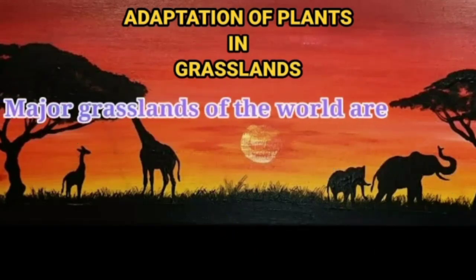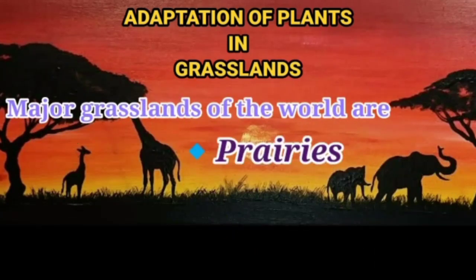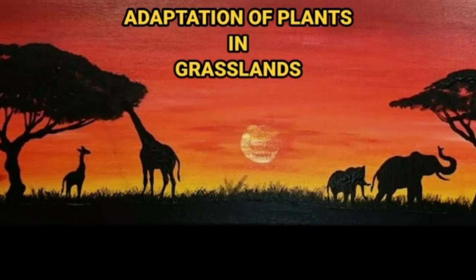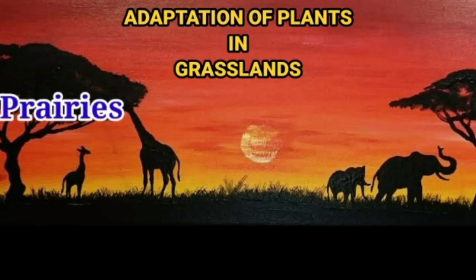The major grasslands of the world are prairies, savanna and steppe. What are the major grasslands of the world? The major grasslands of the world are prairies, savanna and steppe. Now in this particular class we will be focusing on prairies. Prairie grasses have some special adaptations that allow them to survive in hot dry summers.